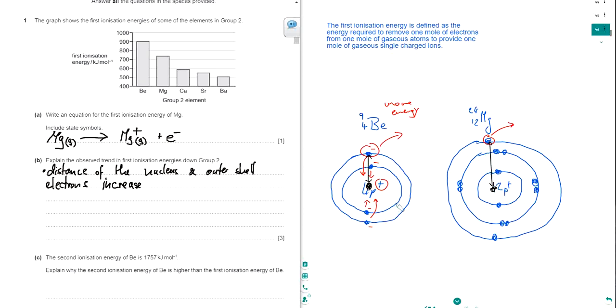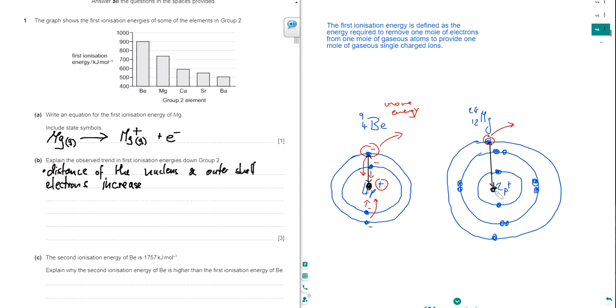Now, the counter-argument to that is that the outer shell electrons don't experience the force of the full positive charge of the nucleus. Why is that? Because of the inner shells that contain negative electrons as well, and they have a so-called shielding effect on that positive charge. It's as if these electrons on the inner shells cancel out some of the positive charges. And we can cancel them out one by one if we simplify it.